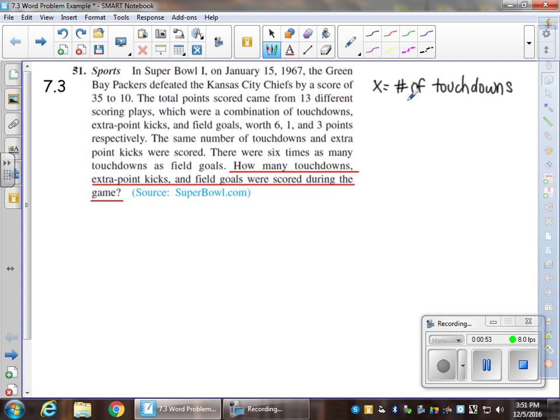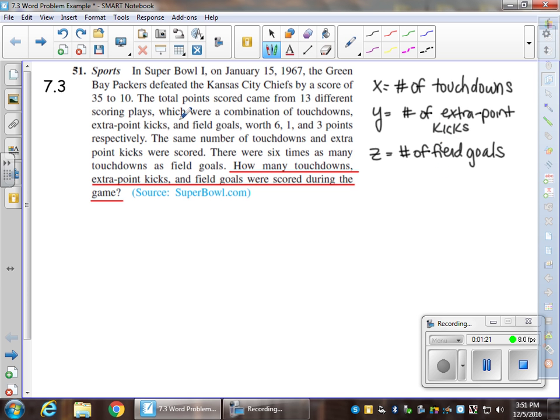Notice I didn't just put touchdowns, it's the number of touchdowns. y equals the number of extra point kicks, and z equals the number of field goals. Okay.